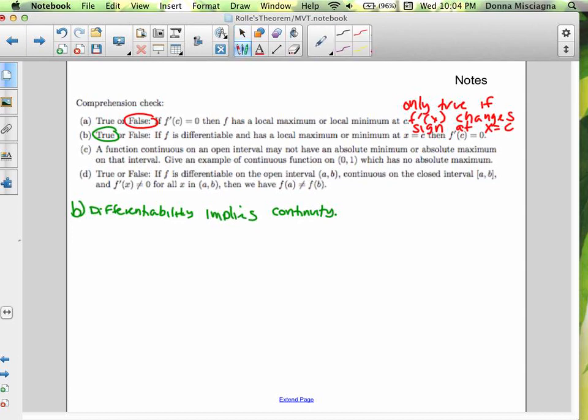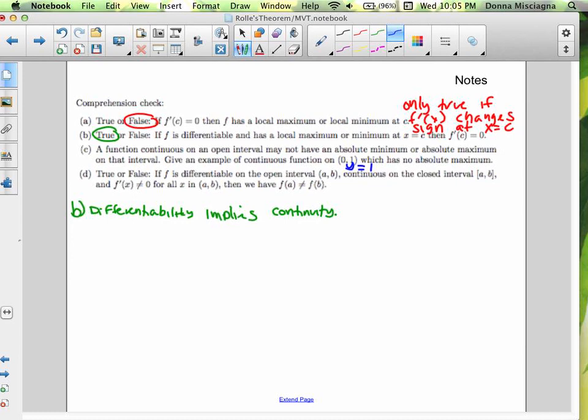A function continuous on an open interval may or may not have an absolute max or absolute minimum on that interval. I think I read this backwards, but it doesn't matter. Give an example of a continuous function on [0, 1] that has no absolute maximum. All right, so here's one that has no absolute max, no absolute min, or everything is the same. And that's the function y equals 1. Right? That one is continuous and does not have a max or min because everything is the same.